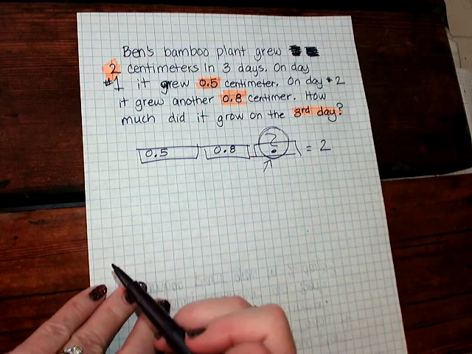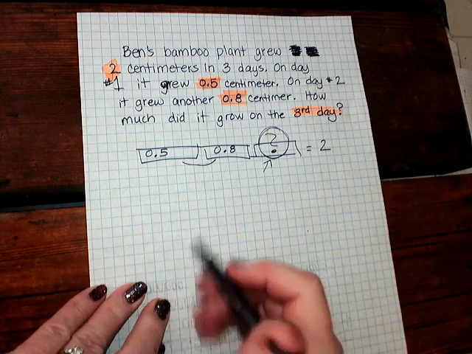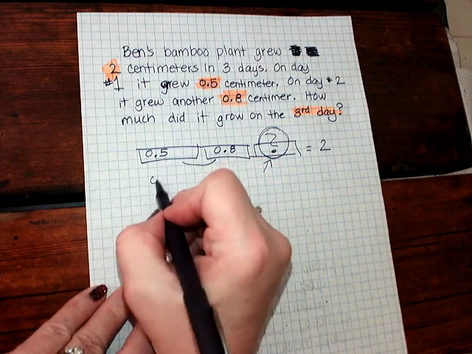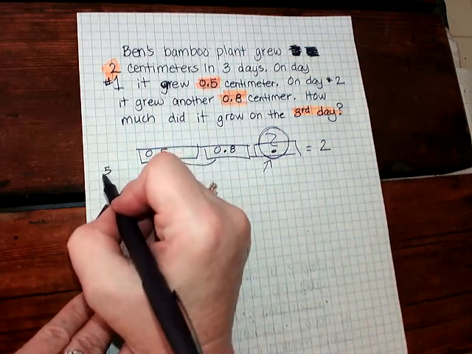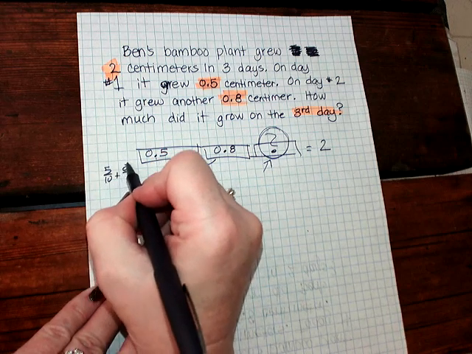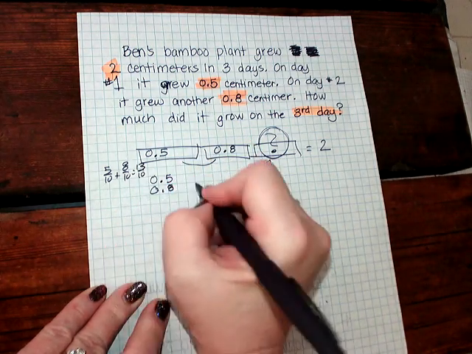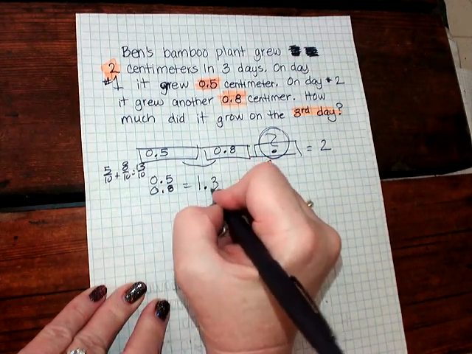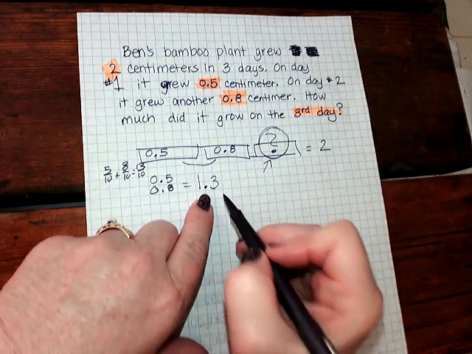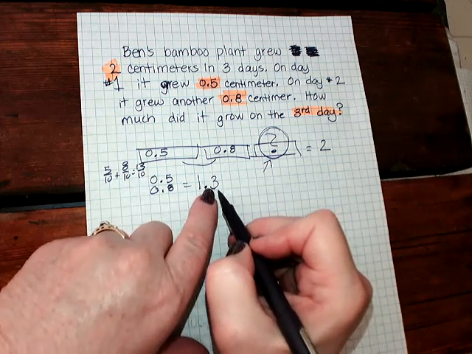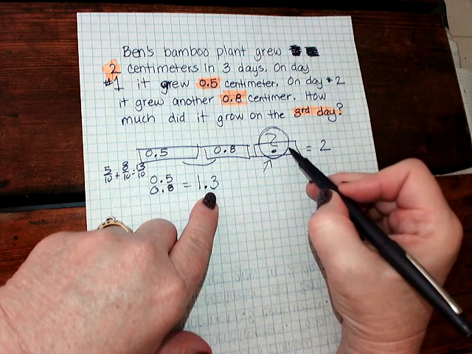Well, the part that makes this multiple step is now I'm going to have to add these two together. That's the first step. So 0.5 and 0.8, that's actually 5/10 plus 8/10. It's going to give me 13/10, and I know 13/10 is the same as 1.3. So on these 2 days, it grew 1.3. I still don't have my answer yet. I know that on day 1 and day 2, it was 1.3. So if I subtract that from 2, I'm going to find out what this one is.